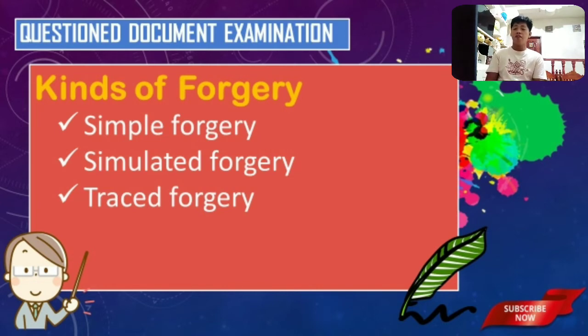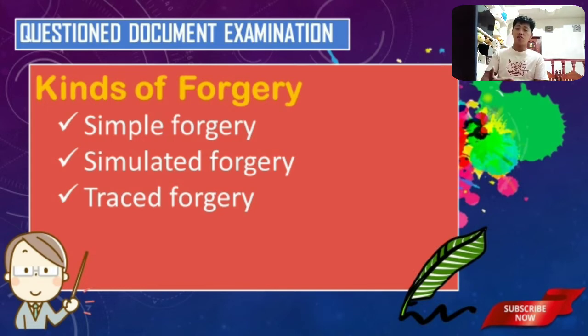Then we also have the third type of forgery. We have trace forgery. Trace forgery has a lot of categories or examples. We have trace forgery with the use of transmitted light, trace forgery with the use of carbon paper, trace forgery with the use of indention process, things like that. So yun yung mga pwede natin gawin.